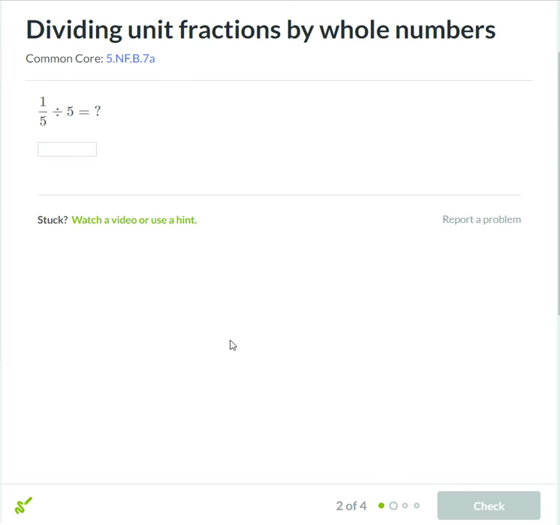So this time we have 1/5 divided by 5. Put 5 over 1. Keep, change, and flip. 1/5 is kept as 1/5. Division changes to multiplication, and 5 over 1 flips to become 1/5. Multiply straight across. 1 times 1 is 1. And 5 times 5 is 25, so my final answer is 1 over 25.